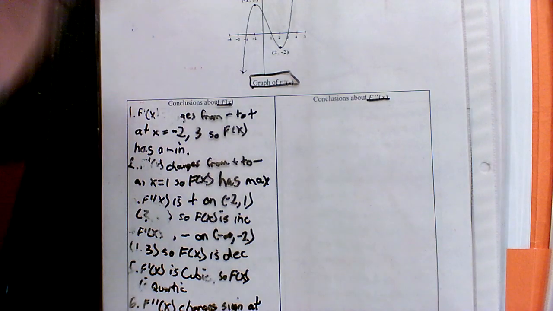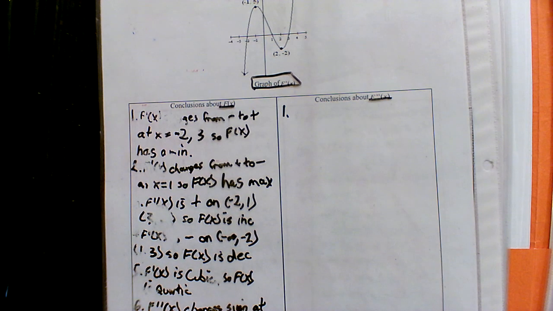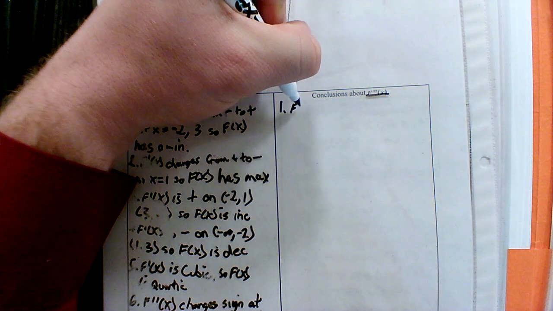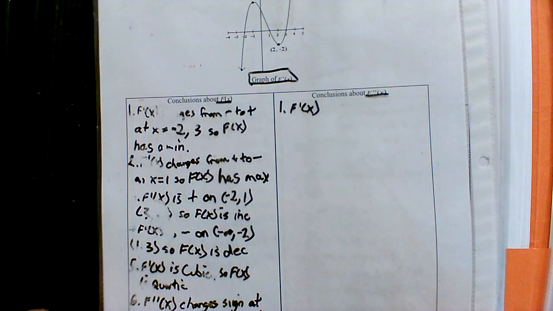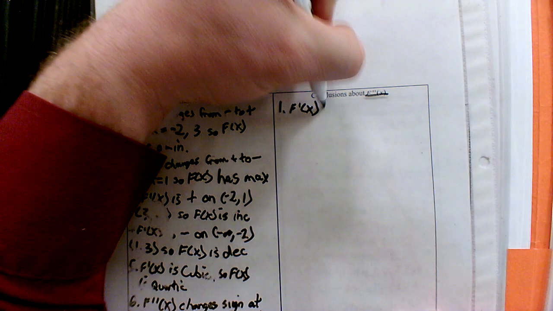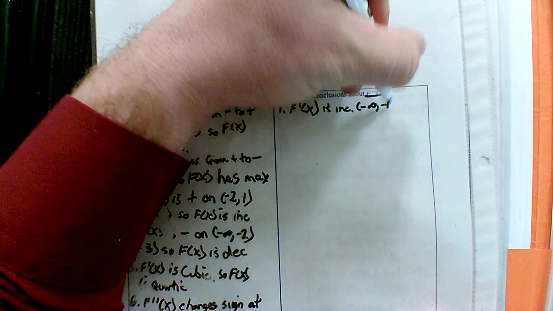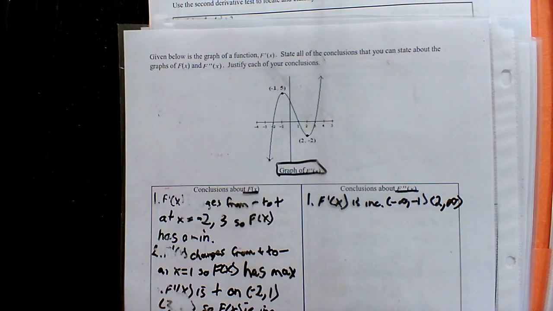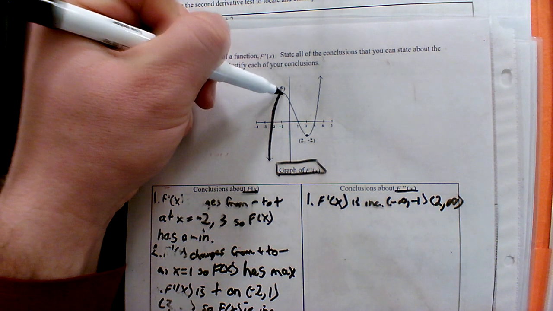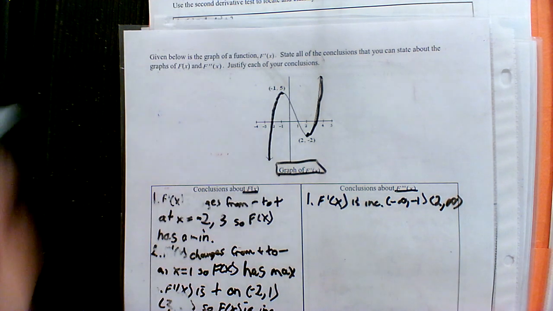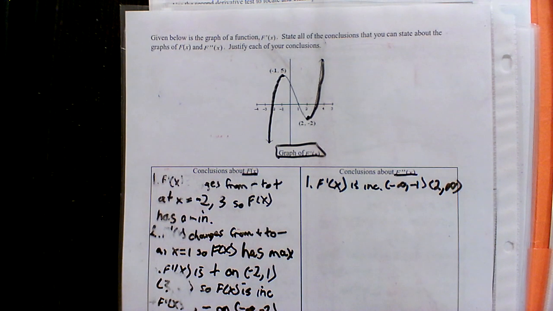All right, let's go over to the next column. So conclusions about the second derivative. f prime of x, the first derivative, is increasing on the intervals negative infinity to negative 1 and 2 to infinity. So we're talking about where this is increasing. This interval and this interval. So the two places it's increasing.